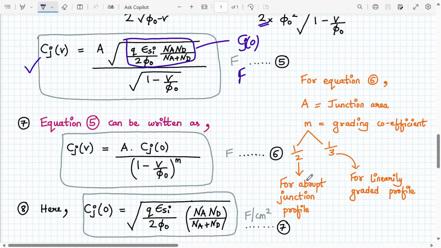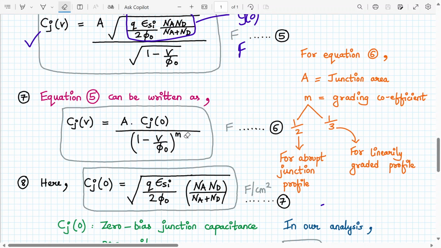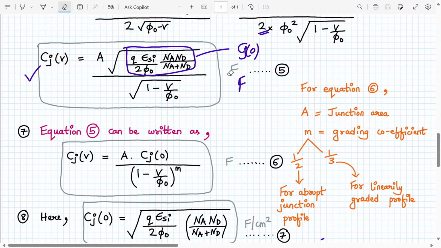Abrupt junction means that if I have a PN junction like this, my doping profile changes abruptly. So let's say it was Na over here, it abruptly changes to Nd like this. This is what you call a step or abrupt junction profile. That's why we take m as half. If we take m as half, we get back the original equation number 5.